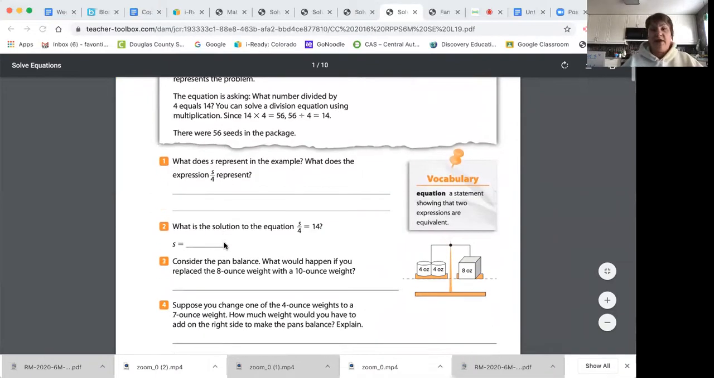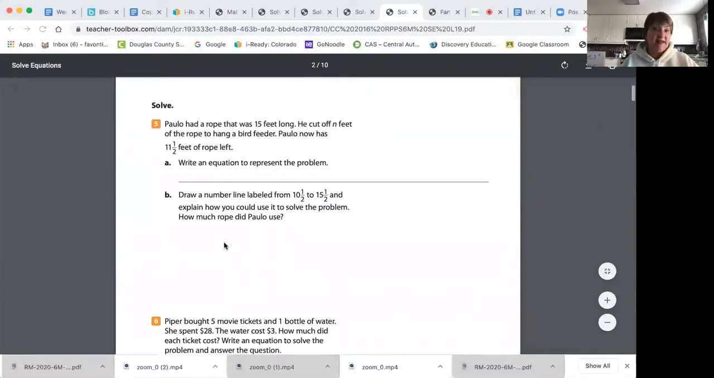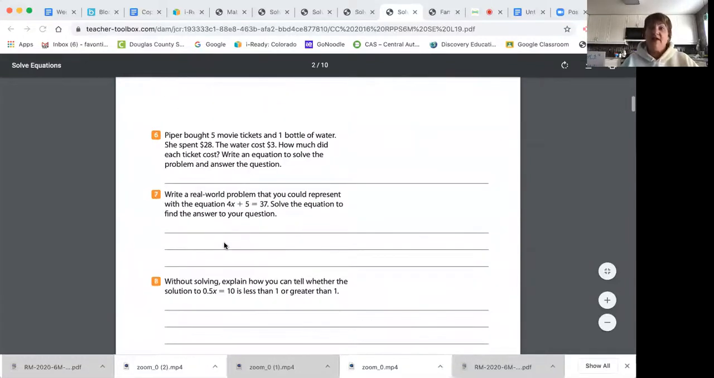So here come your questions. What does S represent in the example? What does the expression S divided by 4 represent? Don't forget to really write out your problems, guys, and really write in mathematical thinking, because you know the expectation, that's not something that is going to change just because we're at home.